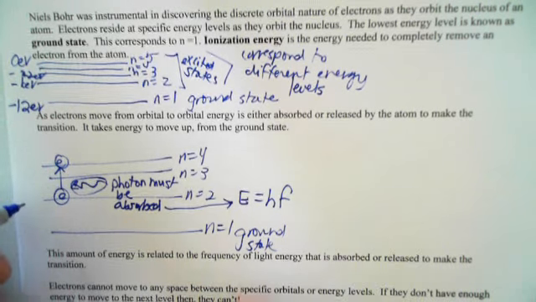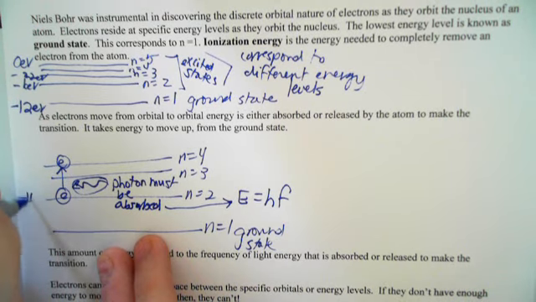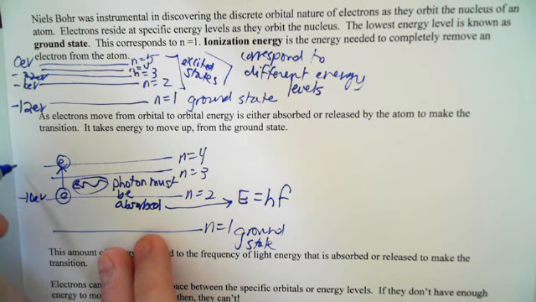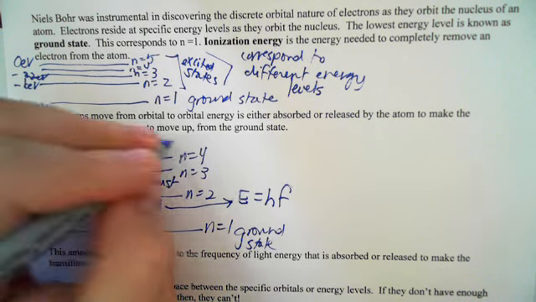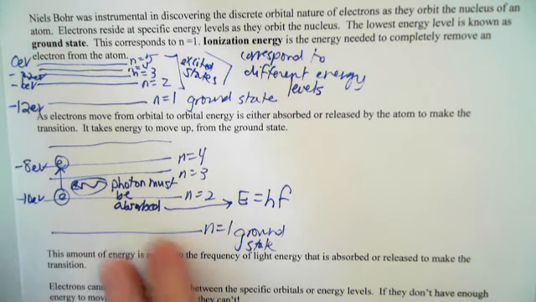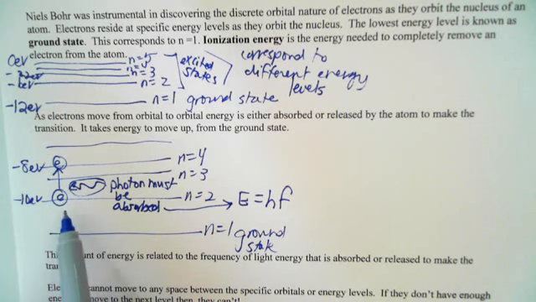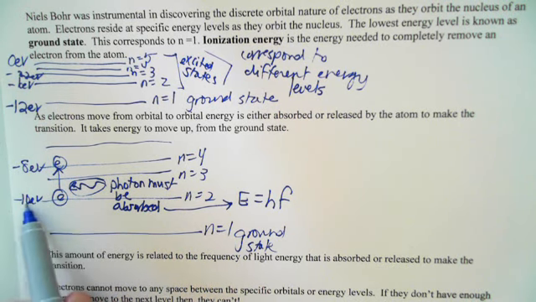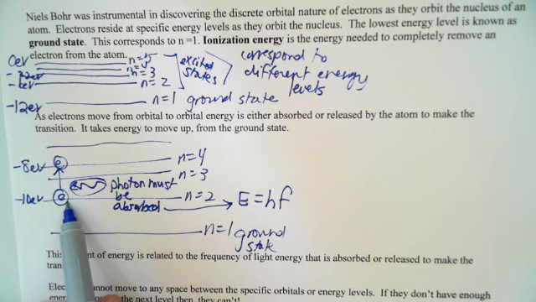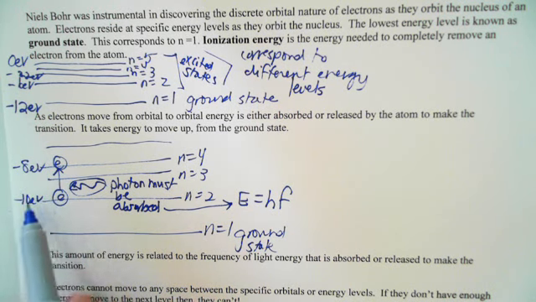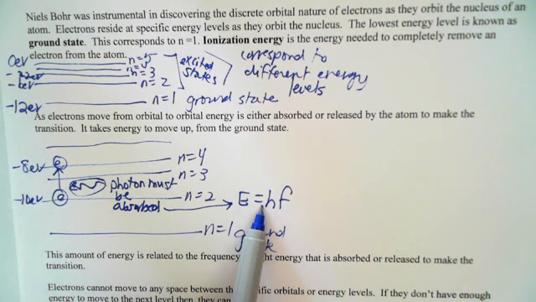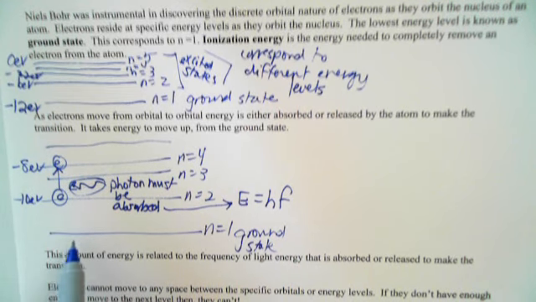So let's say for example this was negative 10 electron volts, and this was, I don't know, negative 8 electron volts. You would have to have a photon in order to get that electron to jump from the n equal to 2 level to the n equal to 4 level. You would have to have a photon that has 2 electron volts of energy.